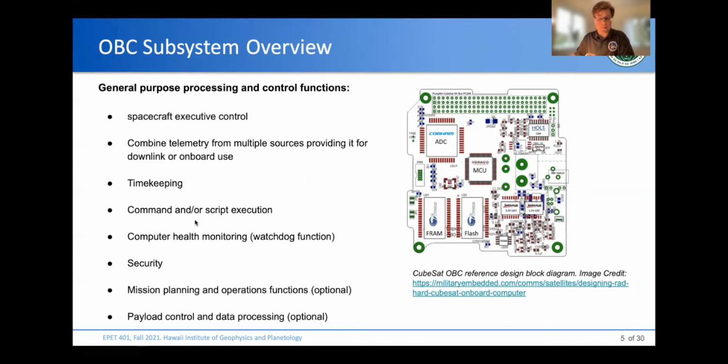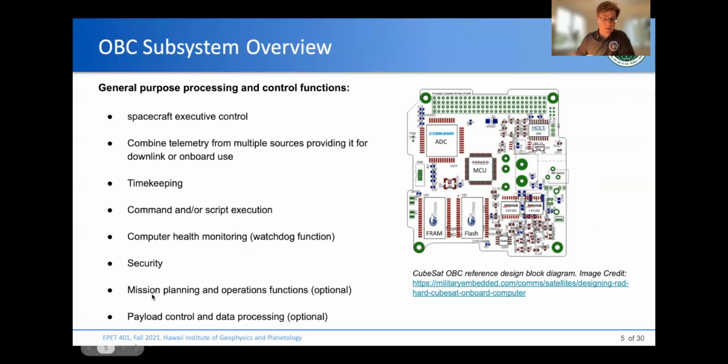And then, of course, like I mentioned before, the command and script execution, health monitoring. So we want to be able to monitor not only how the CPU is behaving, but the memory and other aspects of your computer. So there's a watchdog usually implemented with this. You also want to make sure that your computer is safe and secure. If people try to hack your computer from the ground, sending RF signals, if it's easy to access, your data, your mission may be compromised.